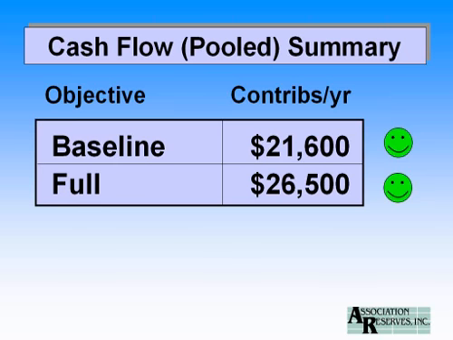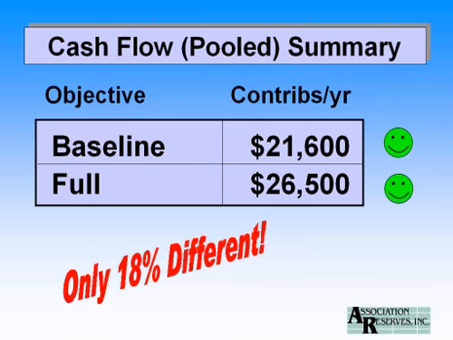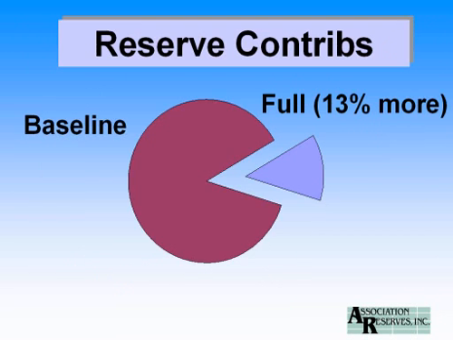If you've been taking notes, you've got these numbers, but let me show them on screen for you. Baseline contributions were $21,600 per year, and full funding contributions were $26,500 per year. That's only 18% different. Not twice as much, not half again as much, just 18% different. And here's how it looks graphically. On average, among our clients, we find full funding contributions to only be 13% higher than baseline funding contributions.